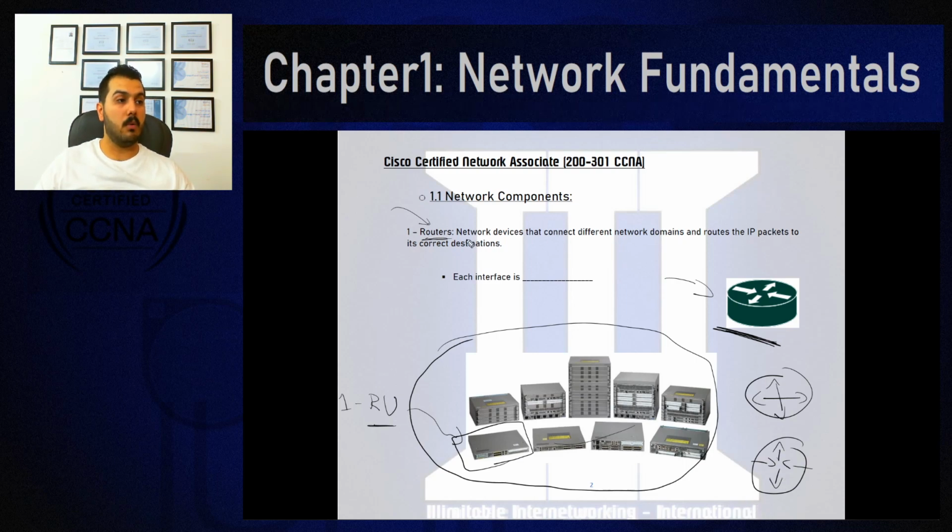We will talk now about the function of routers. Routers are network devices that connect different network domains. By the term network domain, I mean single networks, separated from each other, which can be connected using the router. And if you are listening to this for the first time, by routes I mean it directs the IP packet, we will study IPs, to its correct destination.